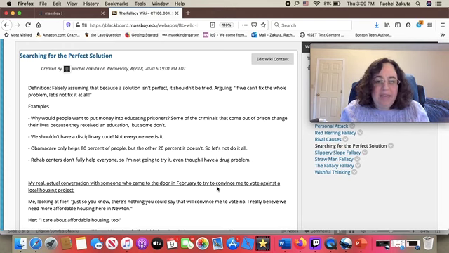Okay. Examples. Why would people want to put money into educating prisoners? Some of the criminals that come out of prison change their lives because they received an education, but some don't. Okay. Again, it's asking, if we can't fix it all, let's fix nothing. We shouldn't have a disciplinary code. Not everyone needs it. We already talked about Obamacare, okay? Rehab centers don't fully help everyone, so I'm not going to try it, even though I have a drug problem. So searching for the perfect solution is an excuse, okay? It's an excuse to do nothing because the suggested solution won't fix everything.